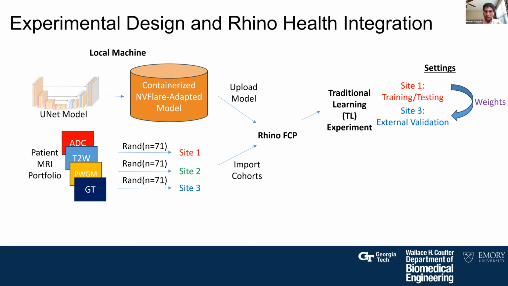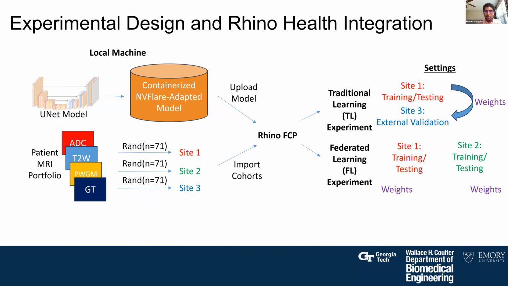In the Rhino FCP, we began with a traditional learning or TL experiment. In the TL experiment, we set site 1 for training and testing and site 3 for external validation, in which the model would use the best metric weights determined in site 1's training and testing to conduct external validation on site 3.